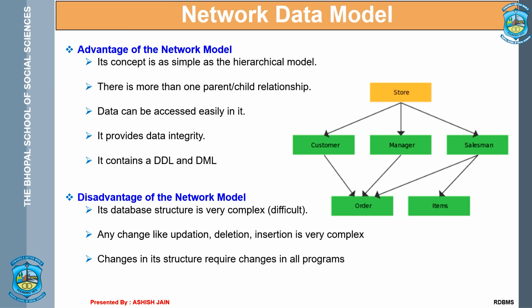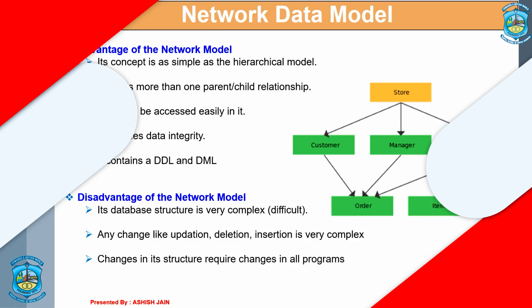Now we see the disadvantages of the network model. The data structure is very complex. Since we have to maintain the data structure for different parents and their other associations, it is a very complex task to maintain. Any change like updation, deletion, insertion is very complex because you have to make changes in a lot of places, and changes in its structure require changes in all the programs wherever it is used.